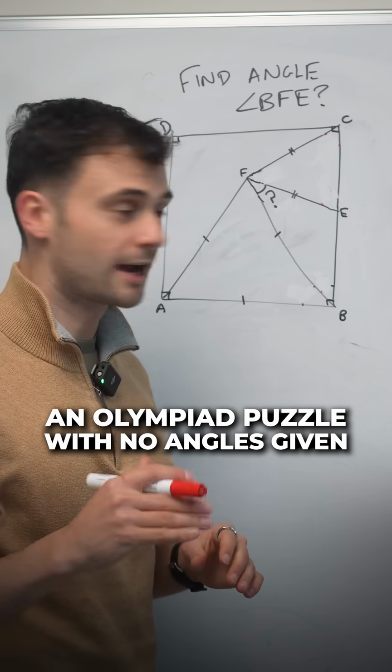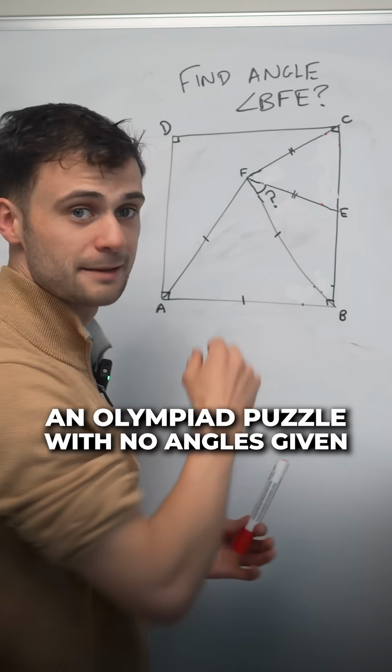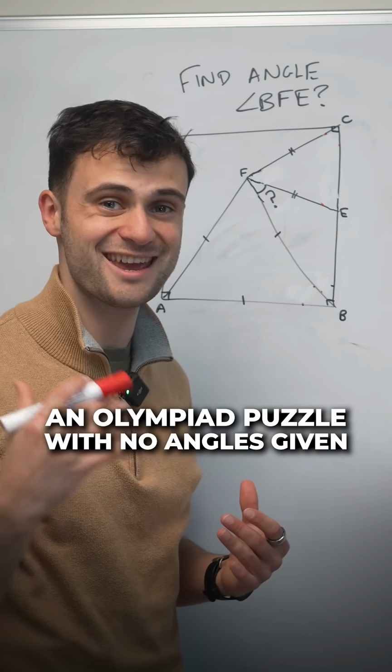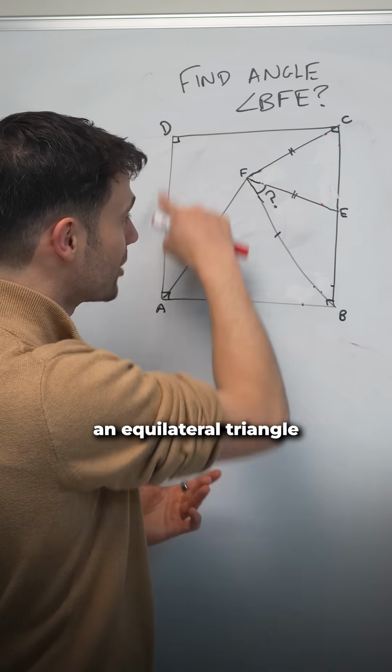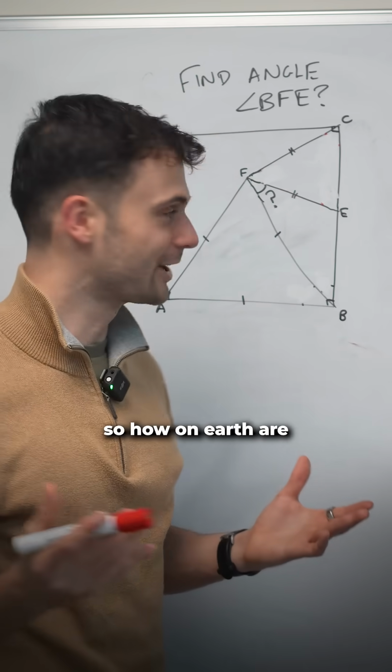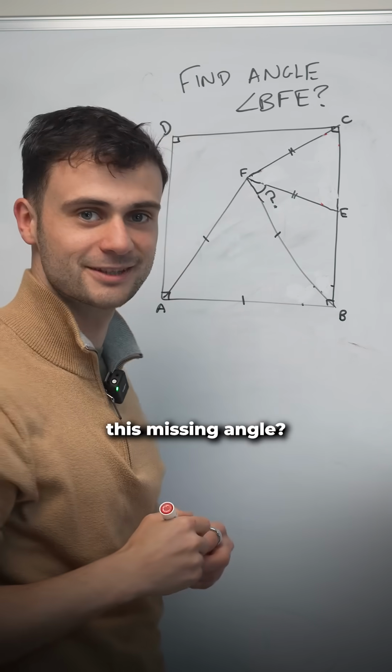Would you believe that they're asking you to find an angle in this Olympiad question when they haven't given you any other angles? All that we know is that we've got an equilateral triangle inside of a square. That's all. So how on earth are we going to go about finding this missing angle?